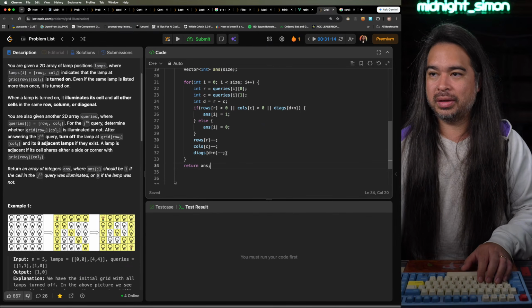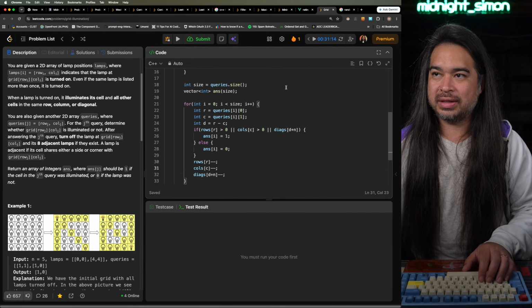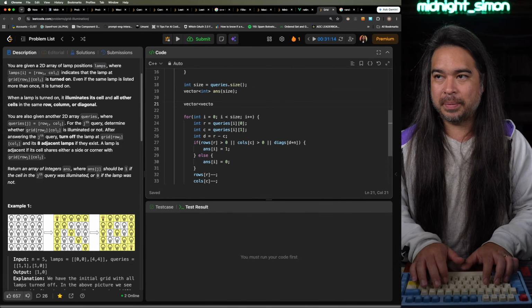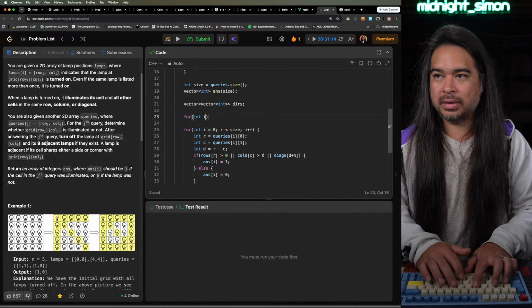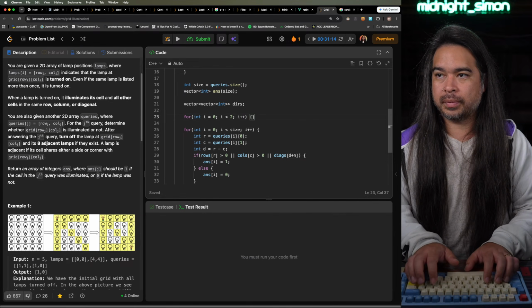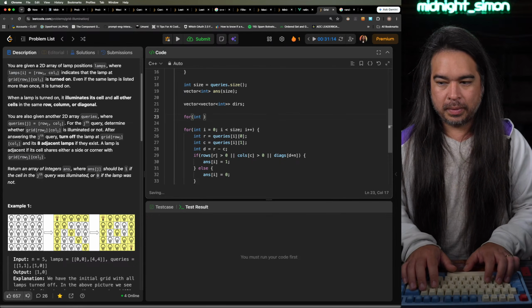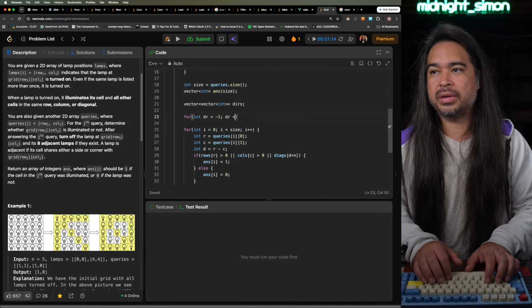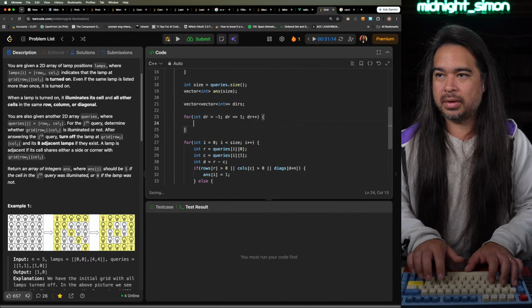Oh wait, no, turn off the lamp, and it's 8 adjacent, so I need 8 adjacent things. How do I do that? Vector int dirs. How do you do this really quick? From -1. Is it like this?